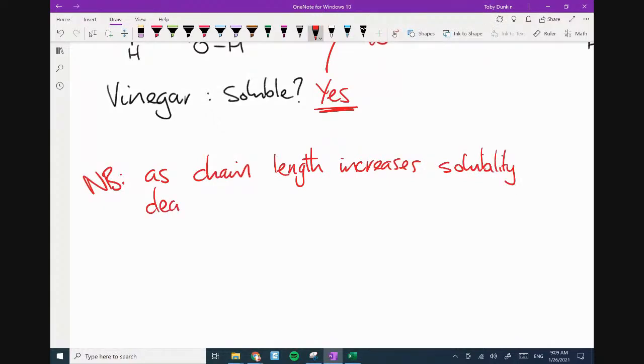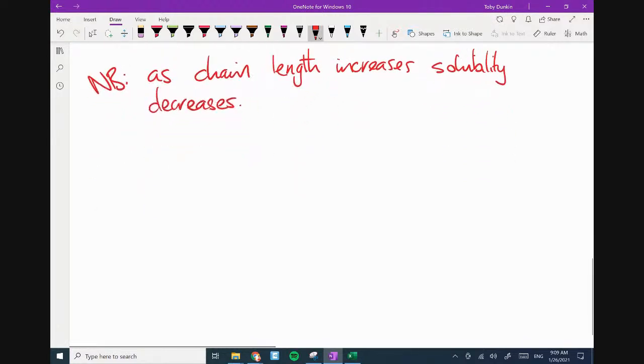Solubility decreases. The reason being, if you were going to look at this like an image, I'm just going to go water, water, water, water, water. This is pure water. I'm not going to like that. If I do that, I'm going to hate myself for it. Let's do a whole load of water molecules.